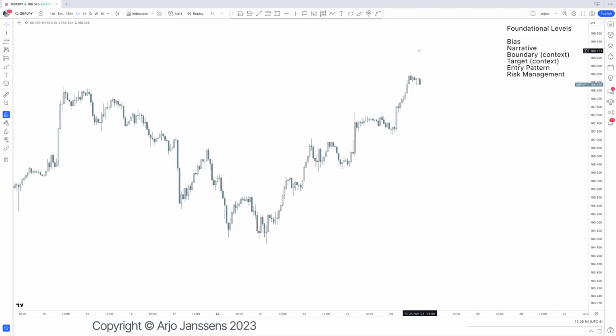And also the reason why they are so important, the fair value gaps, because if you know me, and you've already seen on YouTube a little bit maybe, then you know fair value gaps are the most important PD array to me by a mile. They are extremely important to me. And the reason for that is because they tell you every foundational level. They tell you the full story in itself already without needing the other PD arrays. They tell you a bias, a narrative, a boundary, a target, an entry pattern, and a risk management approach.